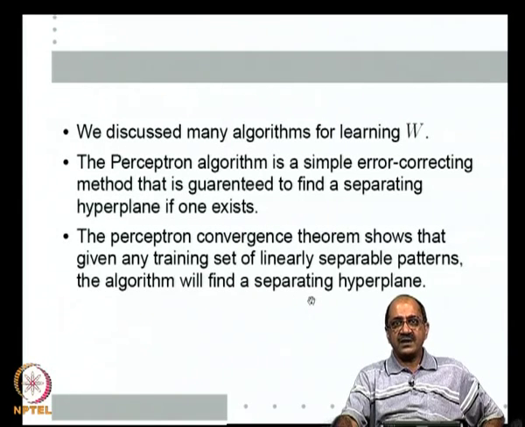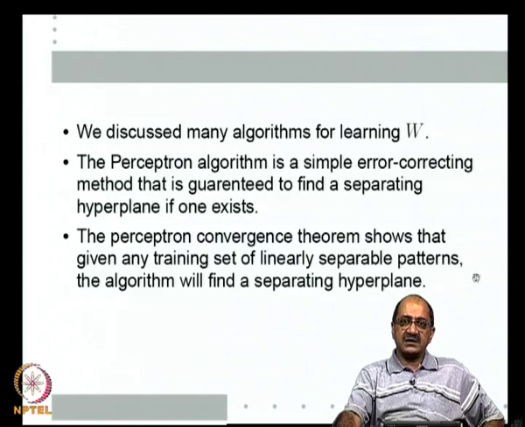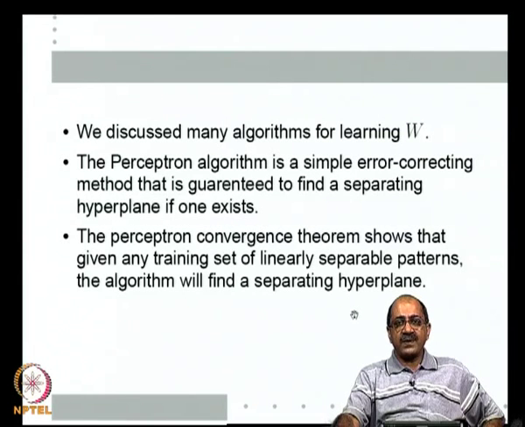So, if I give only 2 patterns also, it will find a separating hyperplane. If I give 20 patterns also, it will find a separating hyperplane. If I give 200 patterns also, it will find a separating hyperplane, right. So, let us assume the classes are linearly separable. So, all examples will also be linearly separable, but the separating hyperplane it finds on 2 patterns may not be the same as what it finds on 200 patterns, right.